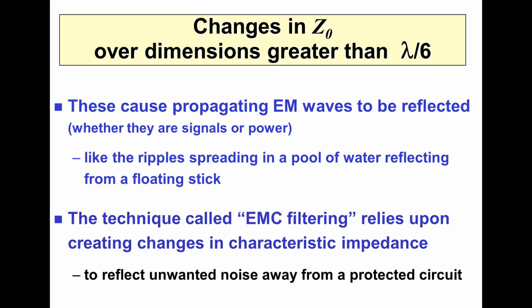For filtering, we change the Z0 of the wave in the air. For shielding, we change the Z0 to the wave in the air. For filtering, we change the Z0 of the wave that's propagating along a conductor. It reflects the unwanted noise away from a protected circuit. Or in the case of emissions, it reflects the unwanted noise back into the circuit so it doesn't get into the main supply.